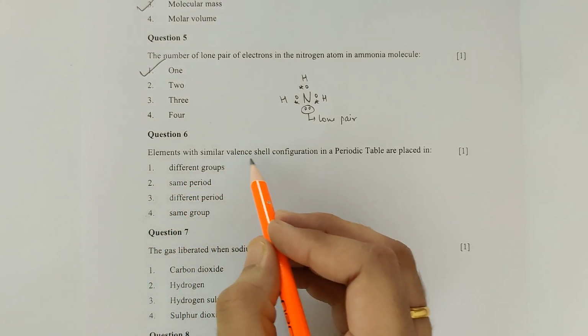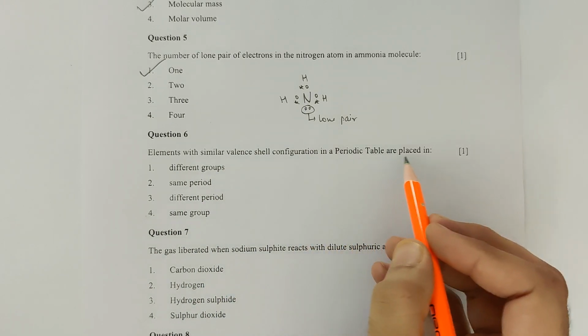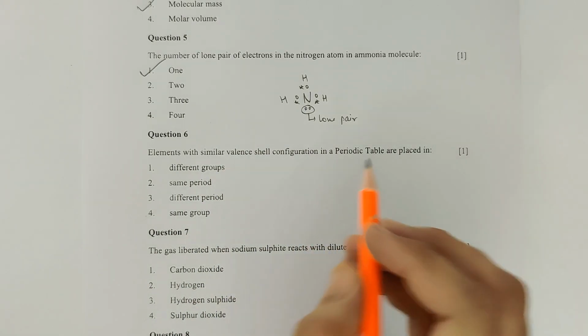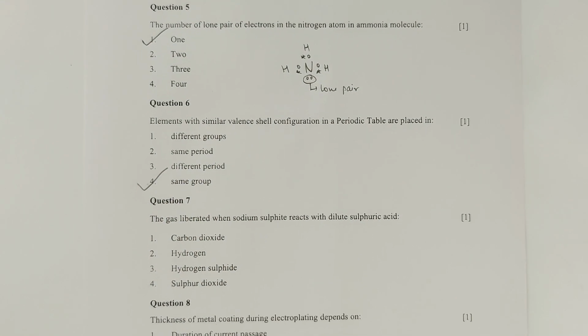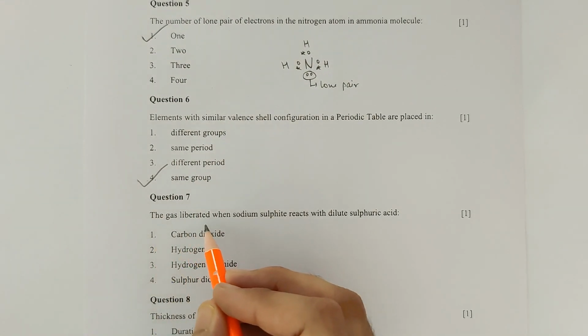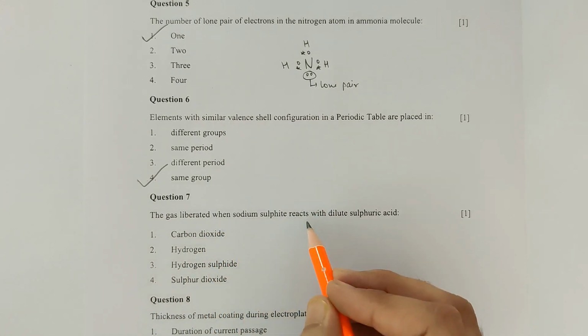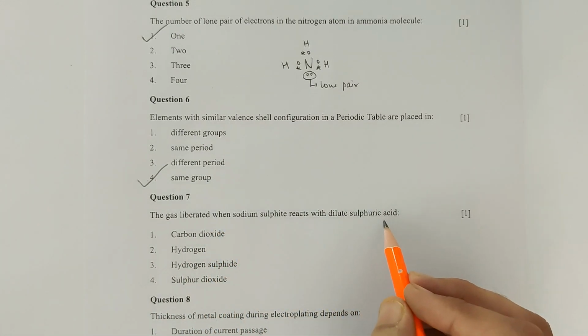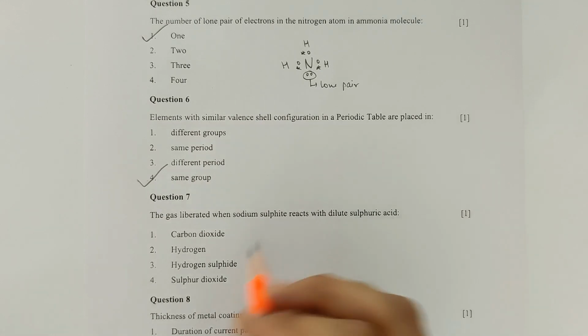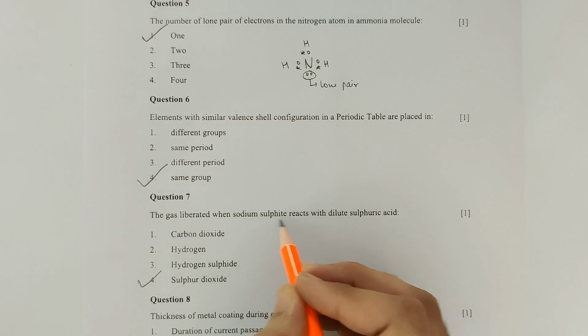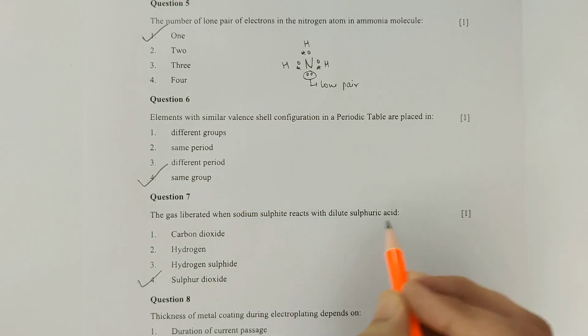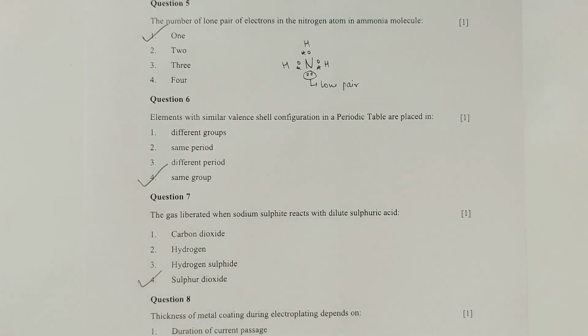elements with similar valence shell configuration in a periodic table are placed in the same group. Very simple. So option 4 is correct. Moving on to question number 7, we have the gas liberated when sodium sulfite reacts with dilute sulfuric acid. Guys, this will be sulfur dioxide, SO2. So option 4 is correct. Now, whenever metal sulfites react with dilute sulfuric acid, SO2 gas is produced. So option 4, sulfur dioxide is correct.